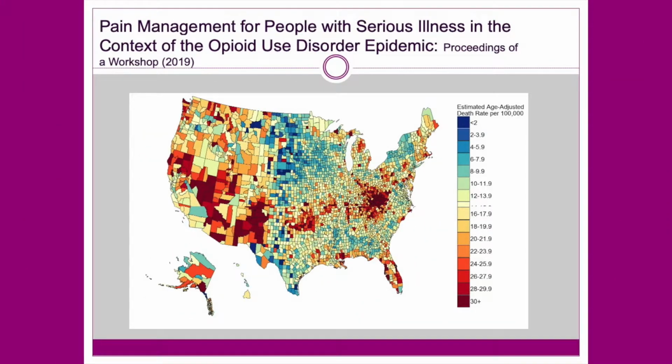Another striking thing is the distribution. The red areas show higher incidence of death from opioid overdoses compared to others. And this relates to very interesting patterns about how drugs are distributed in this country.